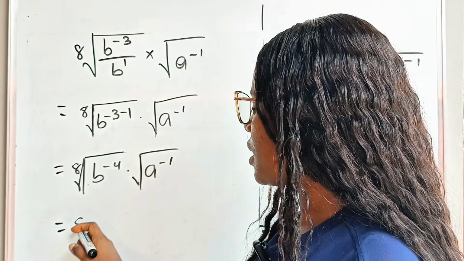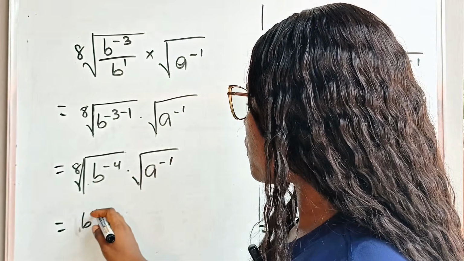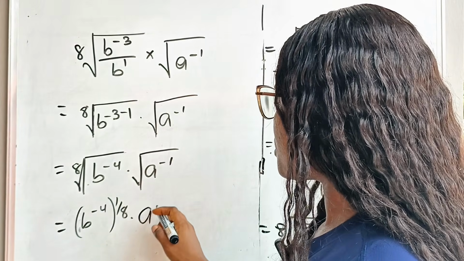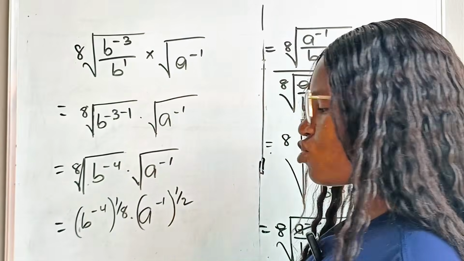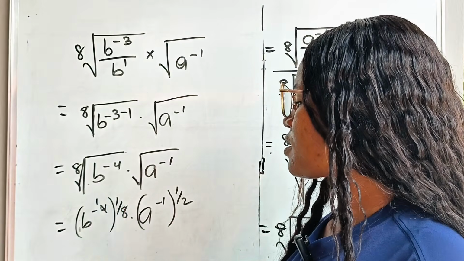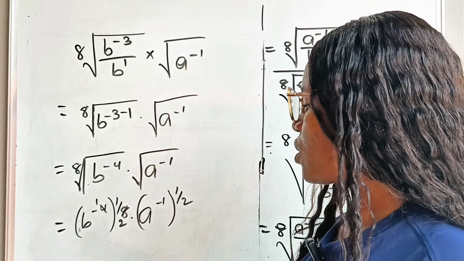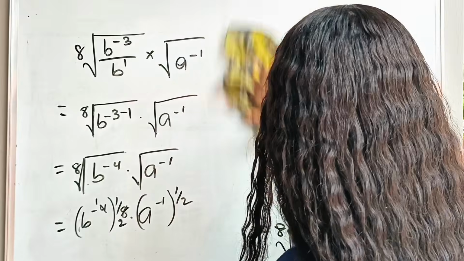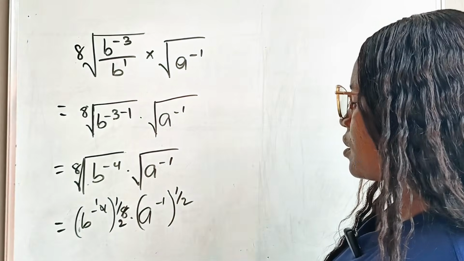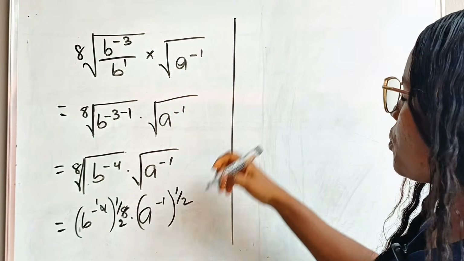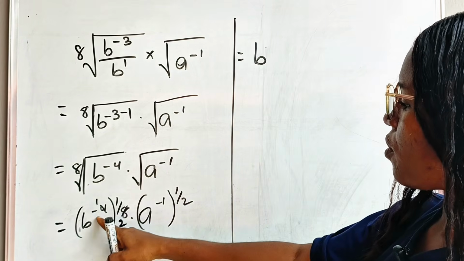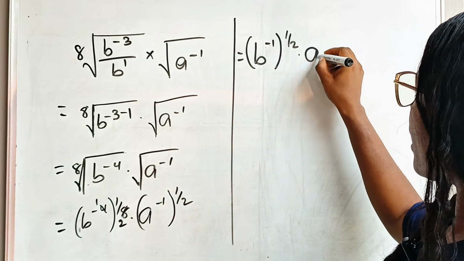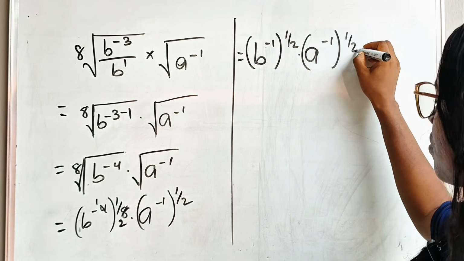So this is the same thing as b to the power of negative 4 raised to the power of 1 over 8, multiplied by a to the power of negative 1 raised to the power of 1 over 2. So when 4 divides itself, 1, and if it divides 8, 2. So we can rewrite this as b to the power of negative 1 raised to the power of half, multiplied by a to the power of negative 1 raised to the power of half.